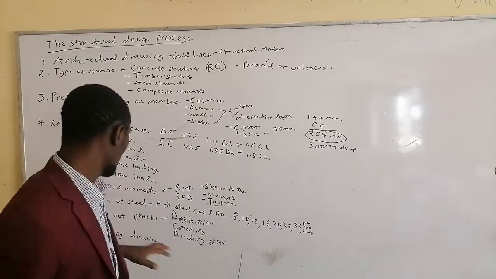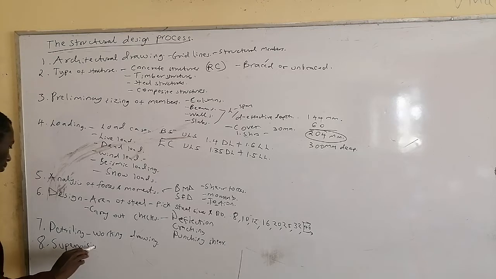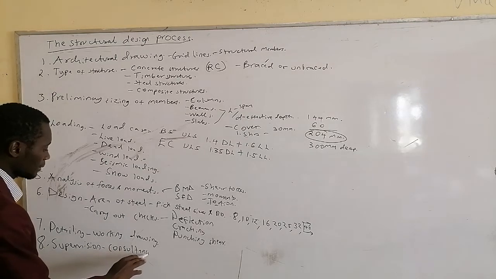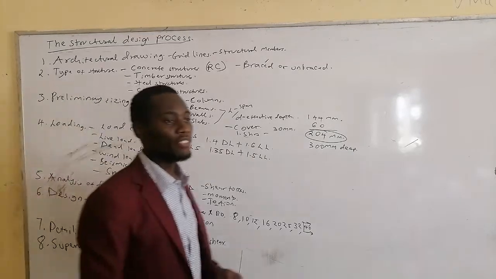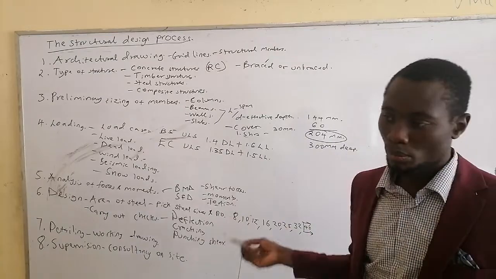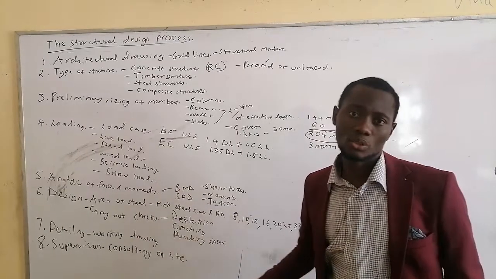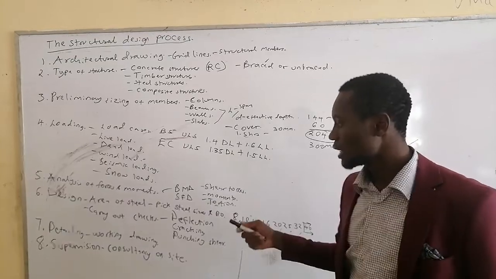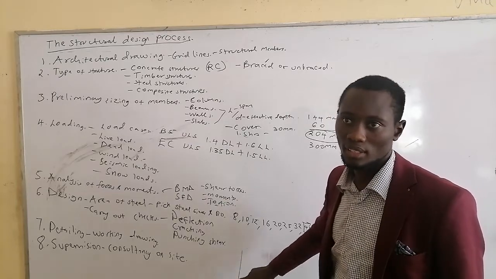Actually, this is normally wrong. As an engineer, you're supposed to do the last step, which is called supervision, or we can say consultancy on site. After generating the drawings and they have been taken to site, you need to check what the contractor is doing. This will help you so that they do not use shortcuts in construction and they follow instructions as advised.